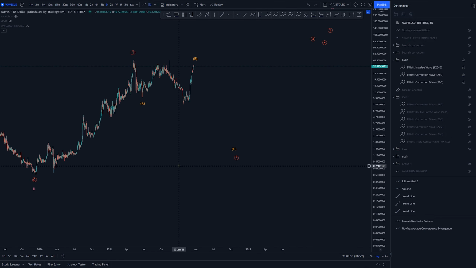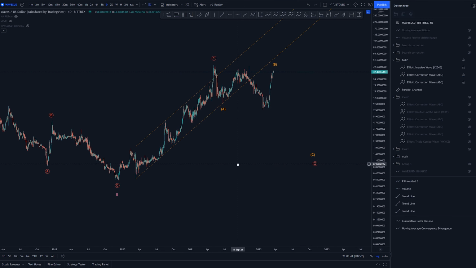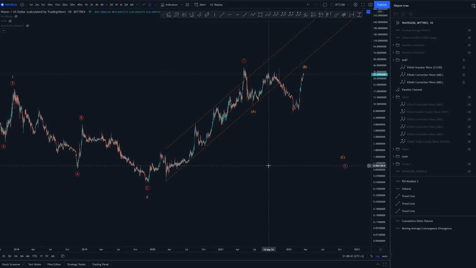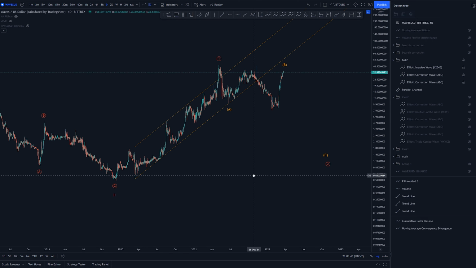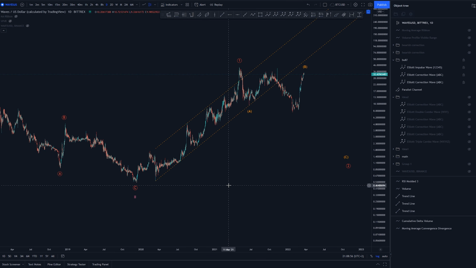Now the only issue, again, as I mentioned, is getting 5 waves somewhere in this place. I just had a channel here. You can use also a pitchfork if you like. It doesn't fit perfectly on this Bittrex chart. On the Binance chart it fits very well.